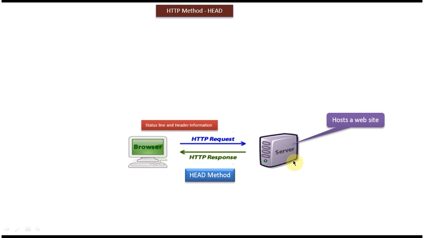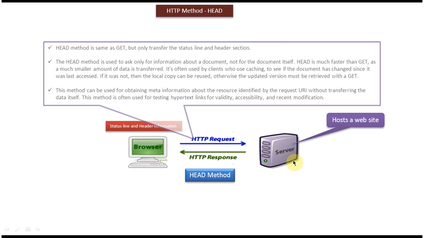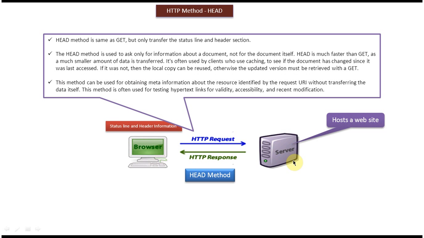method. Okay, and this HEAD method is the same as the GET method. The only difference is that the GET method will return the status line, header information and the content, but the HEAD method will return only the status line and header information. Basically it will return information about the document, not the actual document. So this HEAD method is faster than the GET method, because using the HEAD method we can only get the status line and header information, not the actual document.